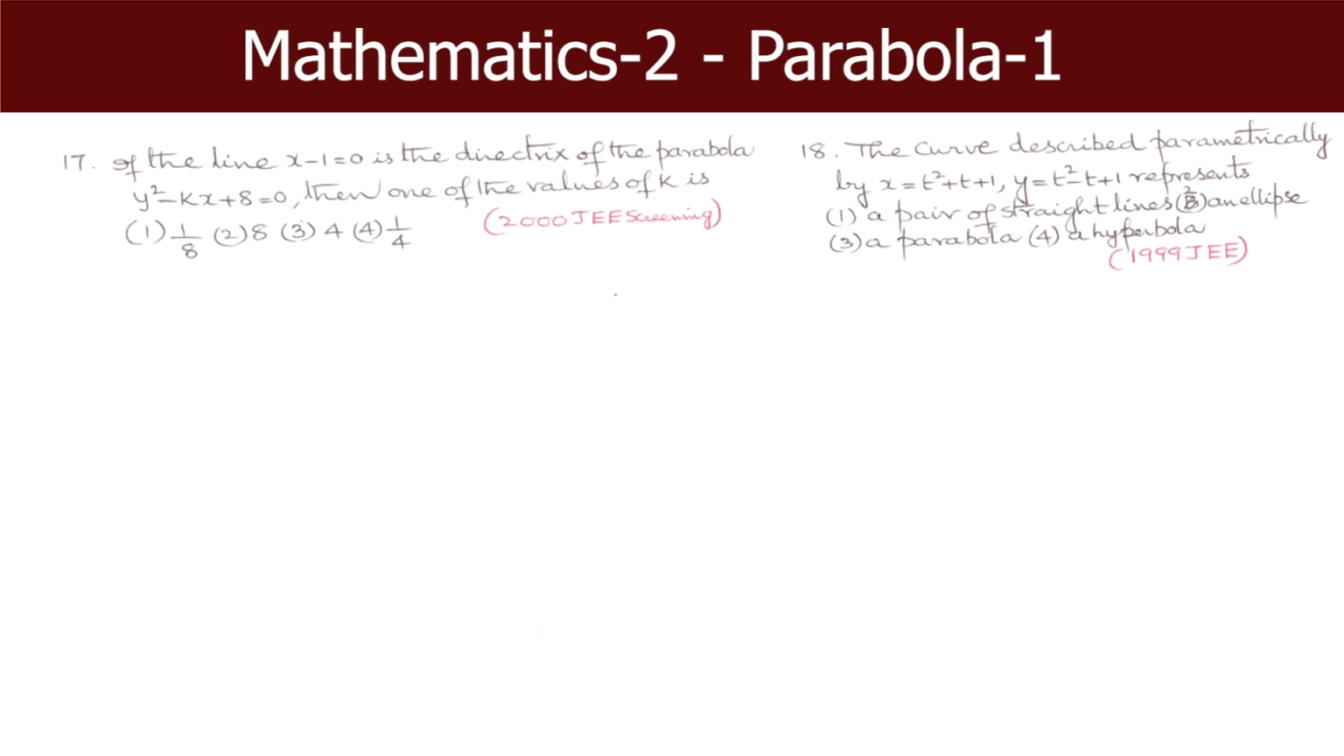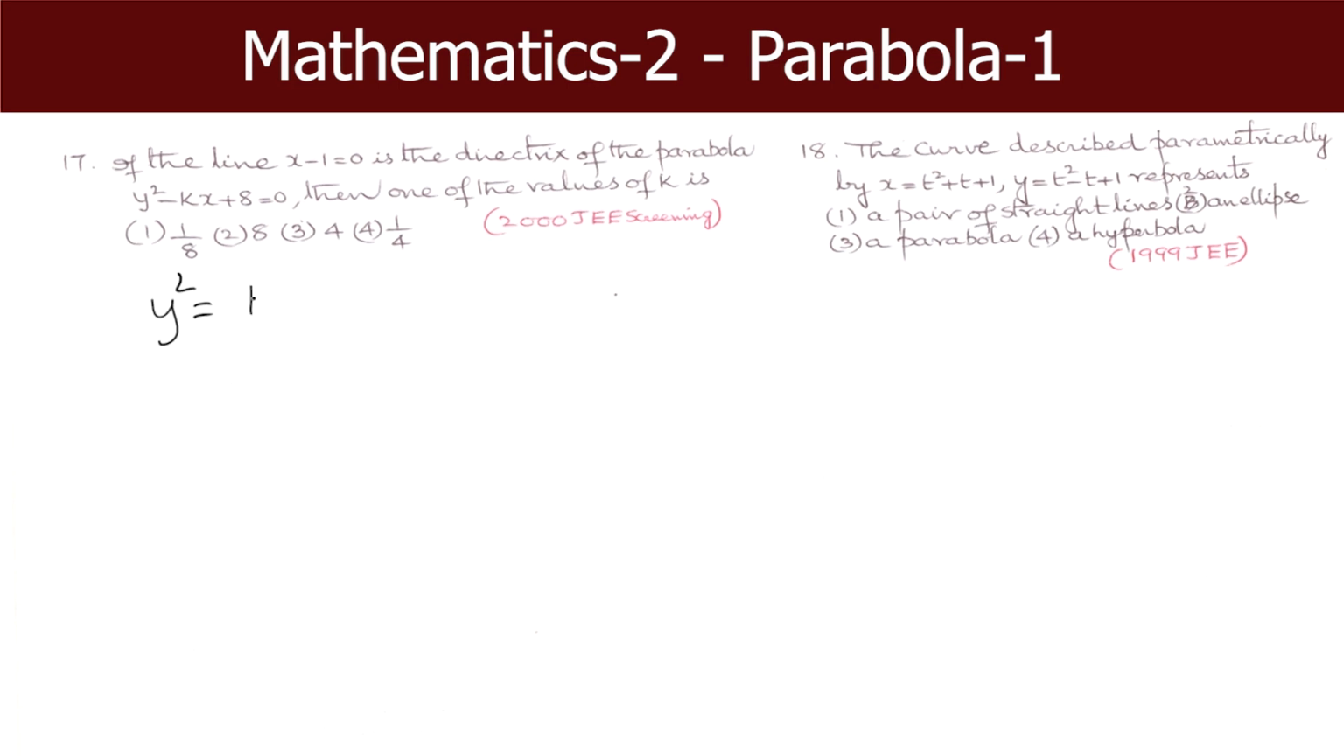Next is 70. If the line x minus 1 equal to 0 is the directrix of the parabola y square minus kx plus 8 equal to 0, then one of the values of k is, 2000 joint center screening. Line x equal to 1 is the directrix of the parabola y square minus kx plus 8 equal to 0. You know how to find the directrix. Let us write this equation in the standard form.